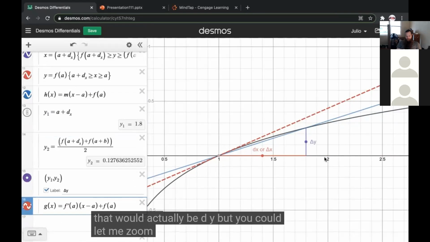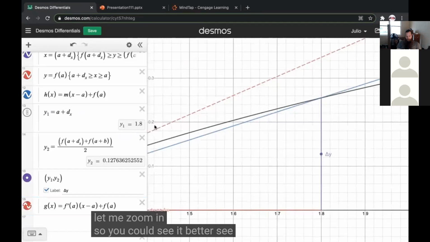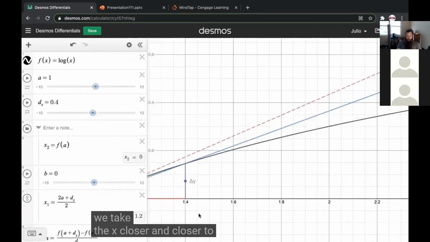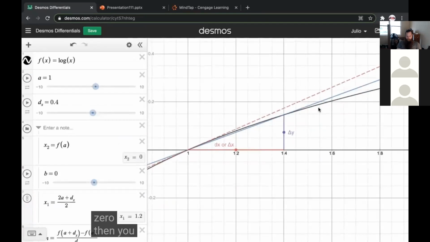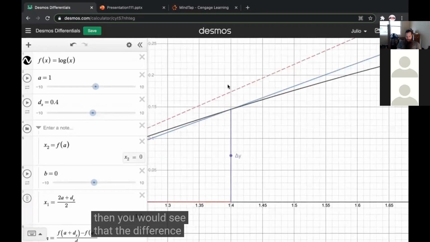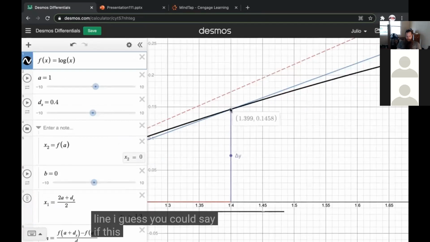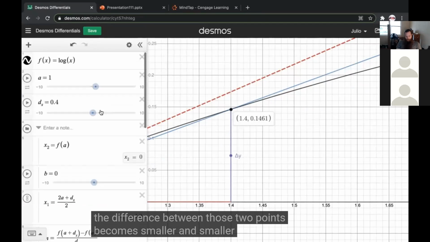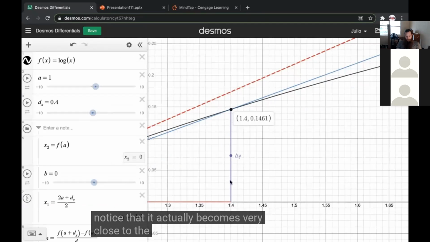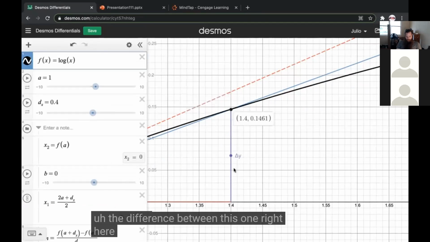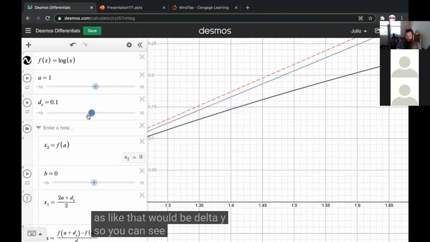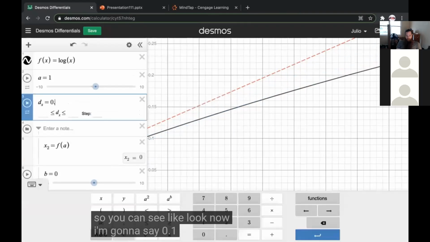Let me zoom in so you can see it better. See that as we take dx closer and closer to 0, the difference between the tangent line point, let's call this point S, and this point right here, let's call it point R, becomes smaller and smaller. And you will notice that it becomes very close to the difference between this point right here and this point right here, which would be delta y. So you can see, look now, I'm saying 0.1.